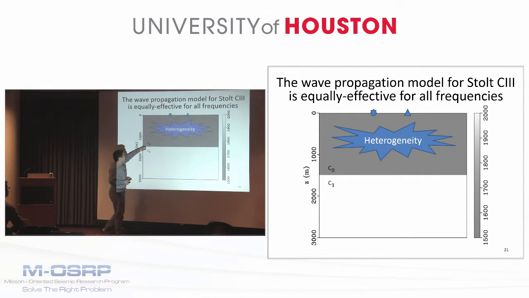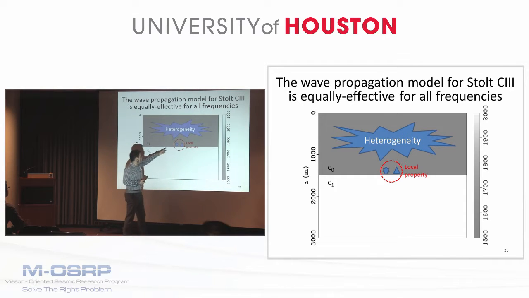We just put one reflector below the heterogeneity. It's the C0 over C1 reflector, just below the heterogeneity. Then we use the numerical scheme to perform the Stolt C3 migration to get the image for this reflector, the C0 C1 single reflector. Because of the unique interpretability, we have a physical interpretation for this image, for C3.